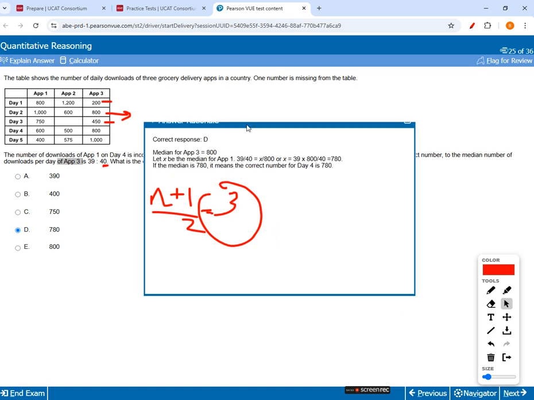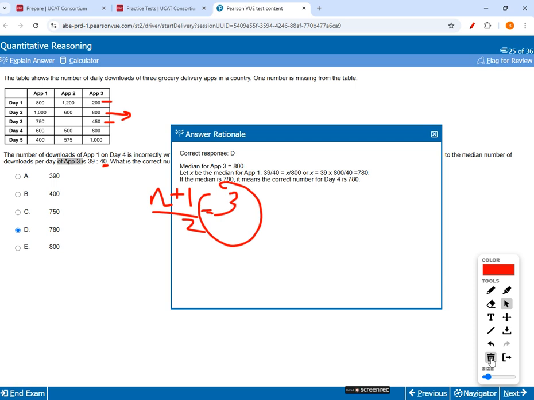Right, okay, he's done in a funky way. So if you look at that, let X be the median, blah, blah, blah. Sorry, that's an absolute waste of time. It will steal away my time. I can't afford to let go of time.